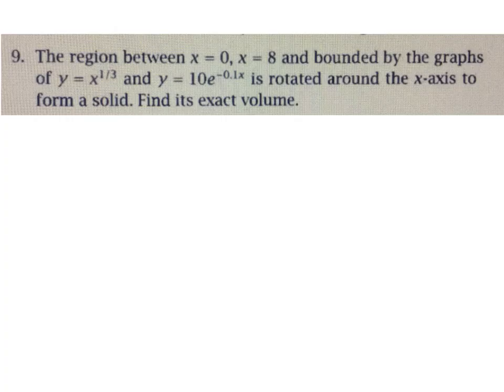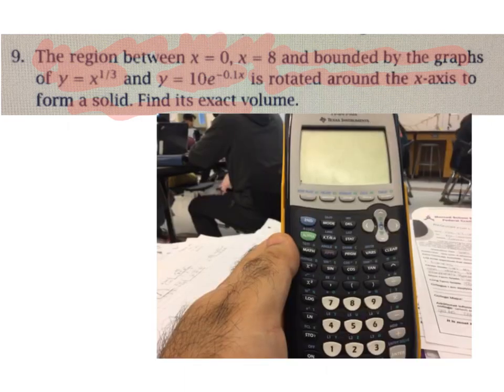Alrighty, I want to finish this video with one more washer method problem. I copied it from the book. The region between x equals 0 and x equals 8, bounded by the graphs, is rotated around the x-axis to form a solid. Find its exact volume. In this case, you don't have to worry about where these guys intersect, because they pretty much tell what the bound is. You do need to know what they look like.